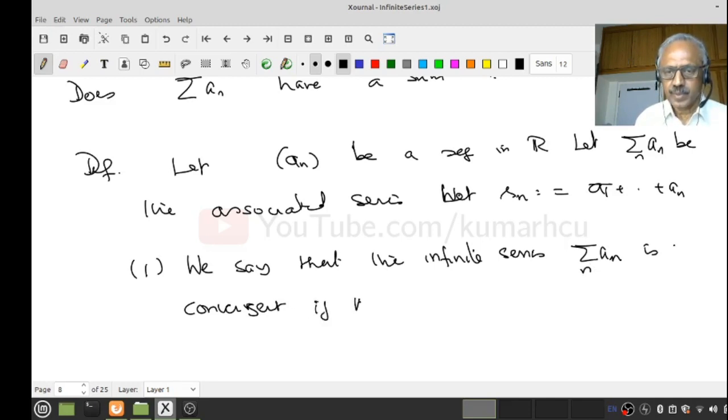If the sequence, but for me, what does the infinite series stand for? It's a sequence of partial sums. Therefore, convergence of the infinite series, what should it mean for me? If the sequence Sn of partial sums is convergent.